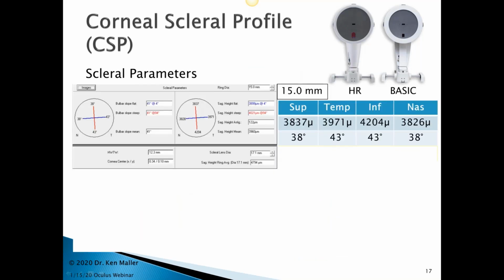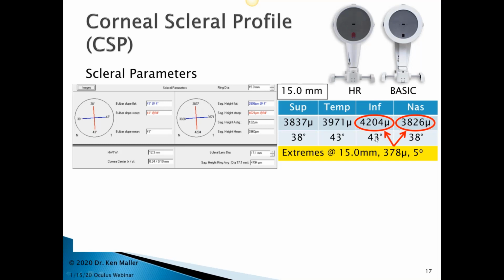Now on this one, I did it out at 15 millimeters because it does give you the display at 15 millimeters, and I just created a little chart here across the principal meridians that are displayed here. And so we got the respective values of the superior, temporal, inferior, and nasal quadrants at a 15 millimeter chord. And what we can see here is that at 15 millimeters at the extremes, we have nearly a 400 micron difference between the elevation of the inferior and nasal sclera.